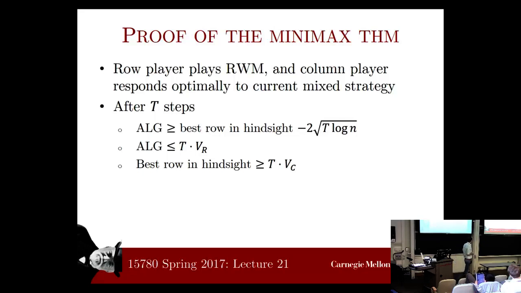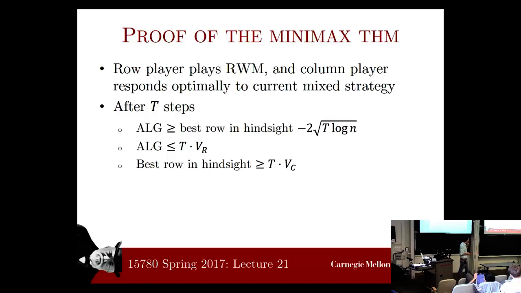Now, what is the algorithm getting? Remember that VR is the best value the row player can guarantee to himself. We didn't tell him to play the strategy that necessarily guarantees VR, but some other strategy defined by randomized weighted majority, and then the column player is best responding. So of course, what the row player is getting can't be more than what he could guarantee to himself if he played the best possible thing for him on every round. On every round, he can get at most VR. And we play this for T rounds, so after T rounds, you can get at most T times VR.